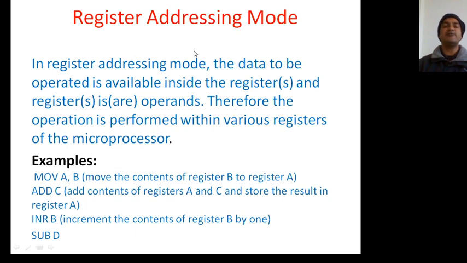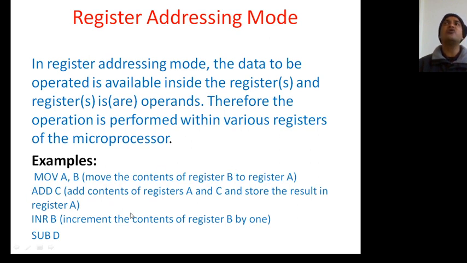Next comes register addressing mode. In register addressing mode the data operated on is available inside registers and the registers are specified in the instruction as operands. From here you can see, MOV A, B transfers the contents of B into A. Both are registers, so it is register addressing mode. Data is available inside register B and it is transferred into register A. ADD C means A equals A plus C. Data is available inside A and C and the result is stored in A. So that's why it is register addressing mode.